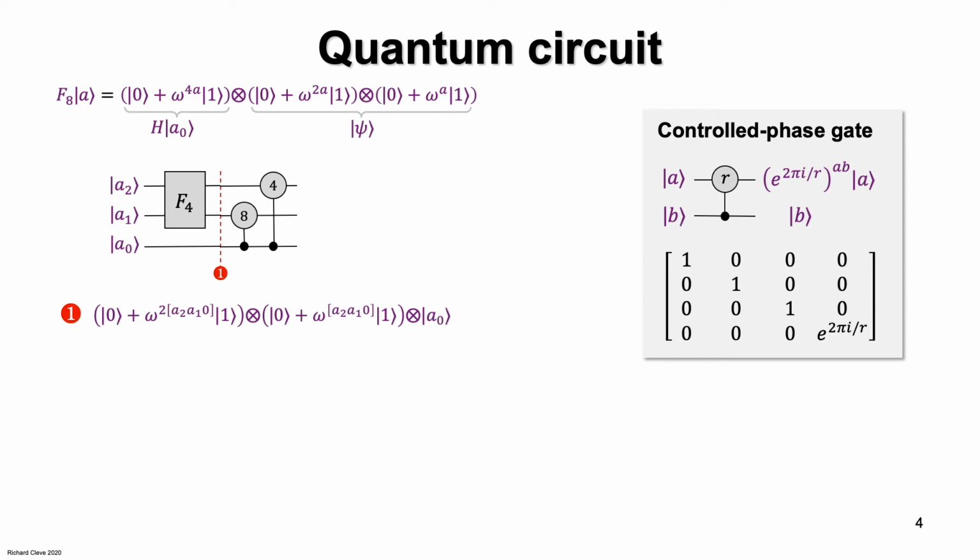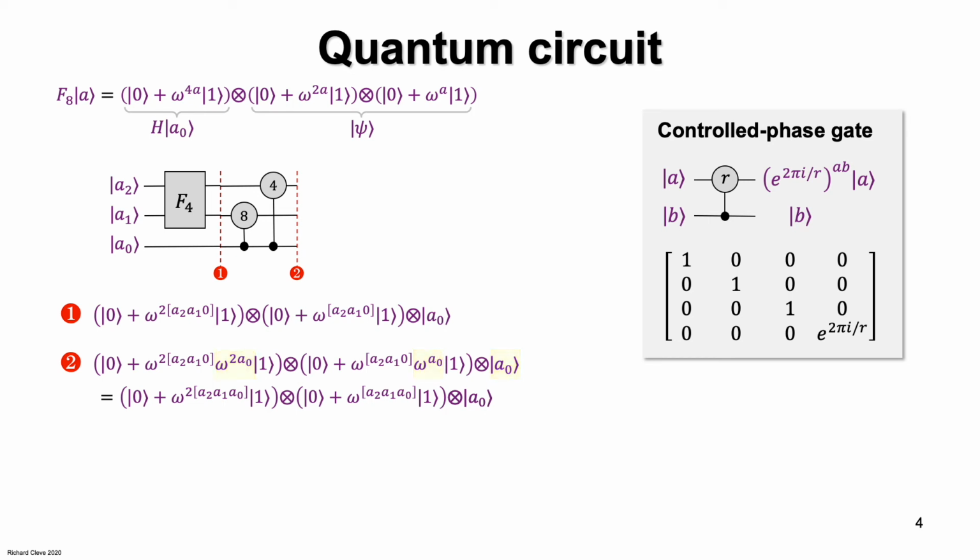The effect of these controlled phase gates is to insert the precise phase corrections that are needed to put the first two qubits into, say, psi. You can see that when A0 is 0, nothing happens, but when A0 is 1, the ket 1 term picks up the phase. So now the first two qubits are in the state psi. Let's go ahead and substitute psi for the first two qubits to reduce clutter.